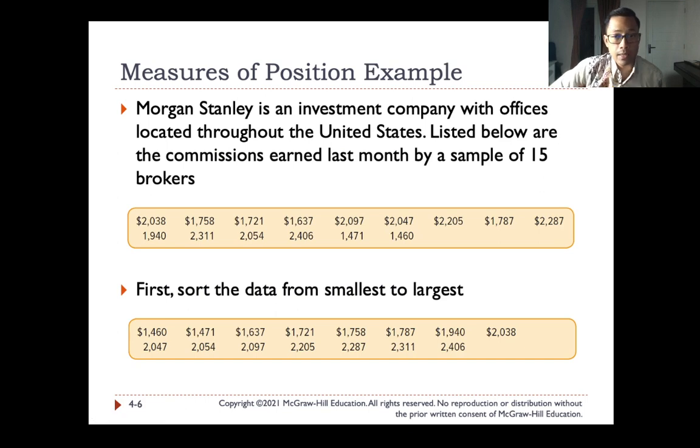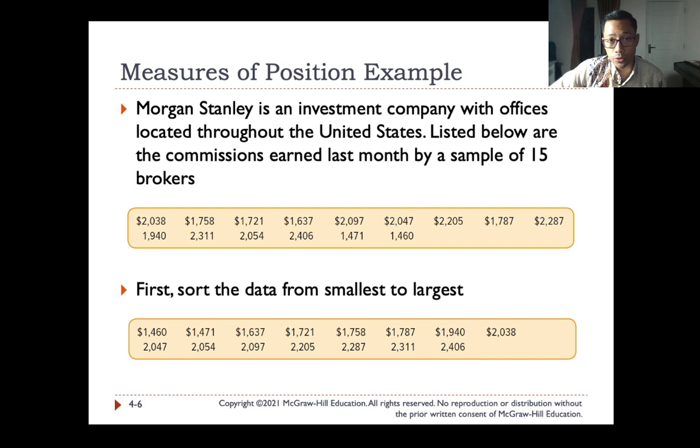Now let's discuss an example of using measures of position. Morgan Stanley is an investment company with offices located throughout the United States. Listed below are the commissions earned last month by a sample of 15 brokers. You have commissions from 2038 until a commission of 1460.